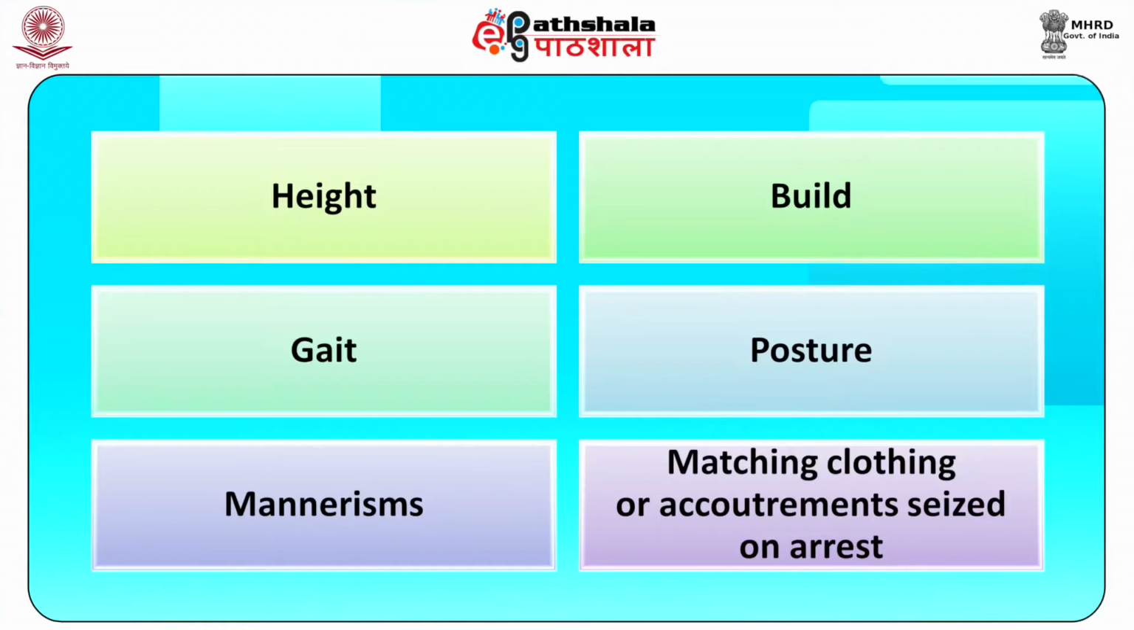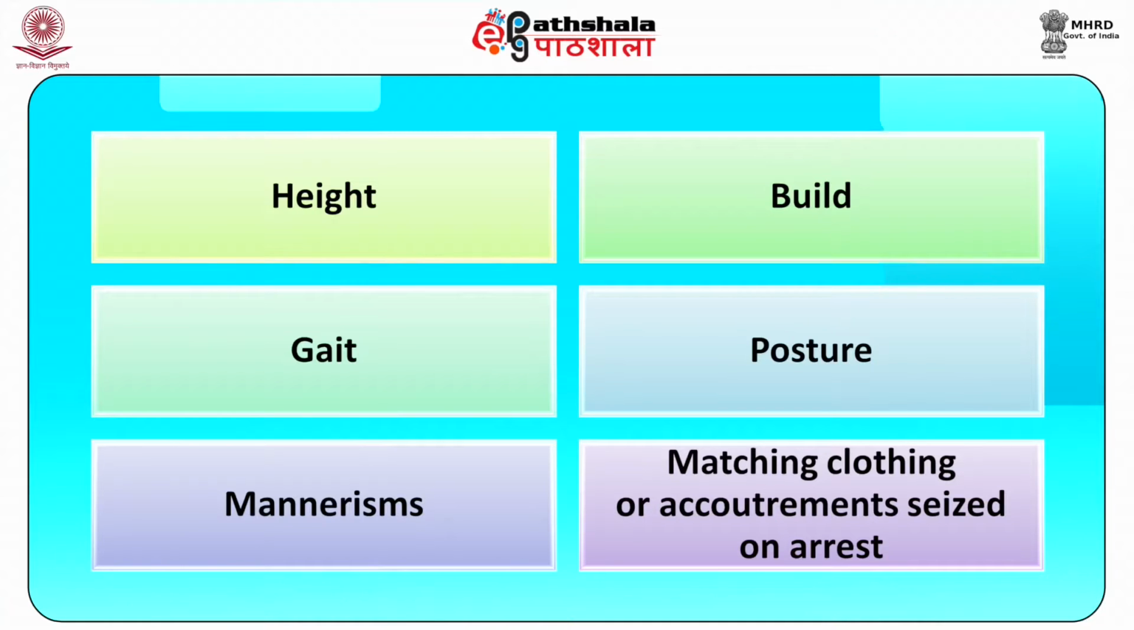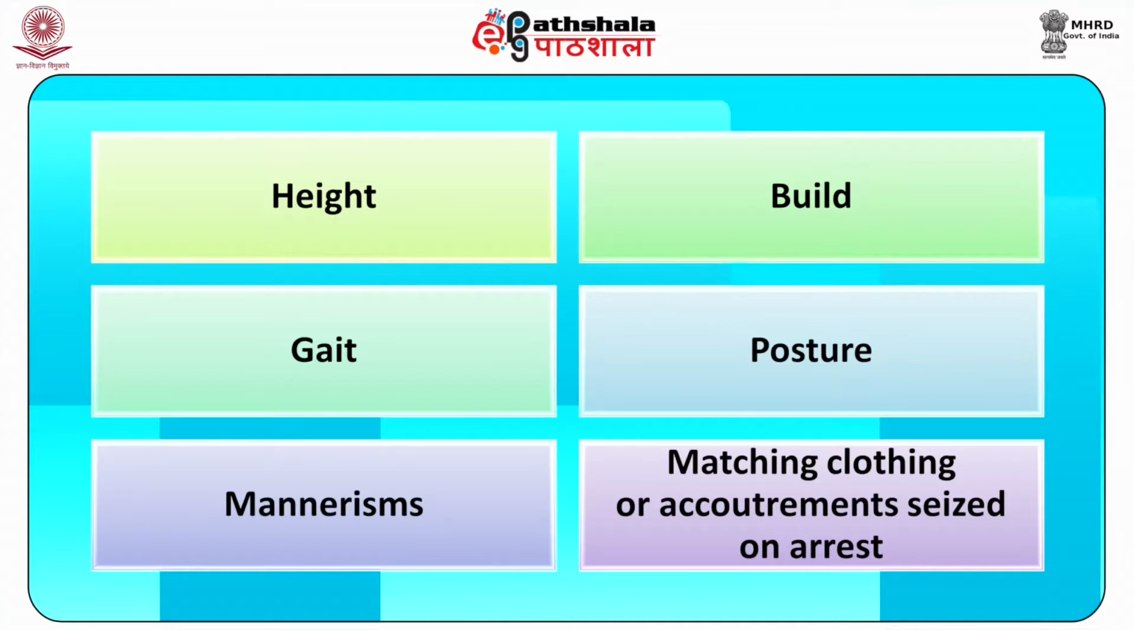Next are the other features that we will see. As has already been told, the facial features are not the only factors that can help determine the identification. There may be many other factors including the comparison of height, build, gait, posture and mannerisms, as well as matching clothing or accoutrements seized on arrest with the articles worn or used by the offender. Only when all these factors are noted and taken into account should any conclusion be drawn or reached.